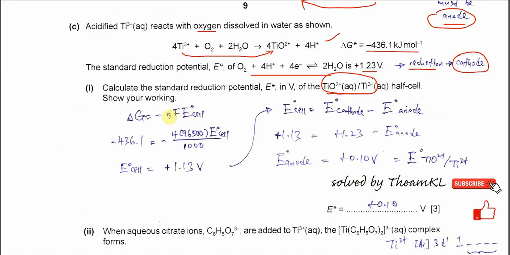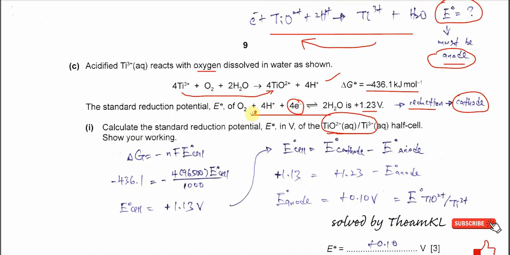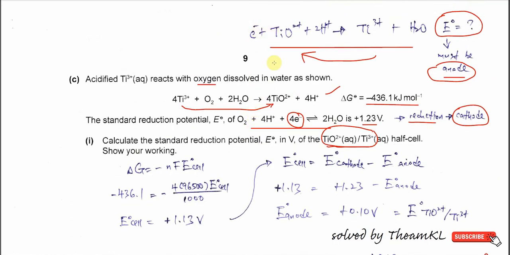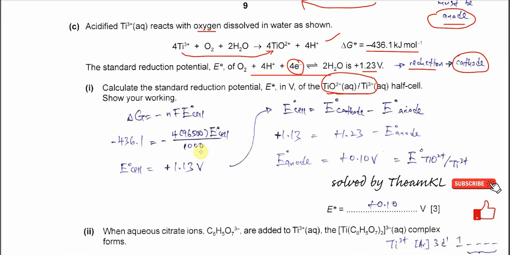So n is the number of electrons, F is the Faraday constant, and E0 cell is the one that we need to find. Gibbs is already given, negative 436.1. So it's equal to negative, n is 4 electrons, yeah? 4 electrons involved here, and this one also going to be 4 electrons, right? So 4 electrons involved, times the Faraday constant, 96500, times the E0 cell over 1000.